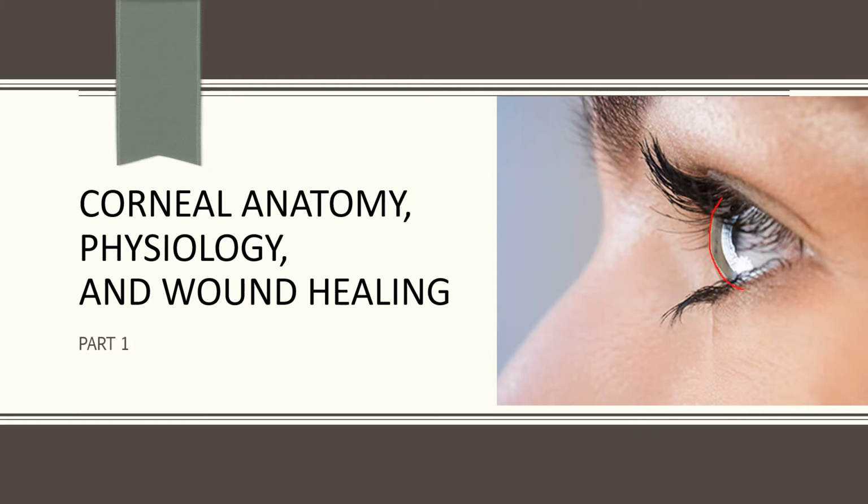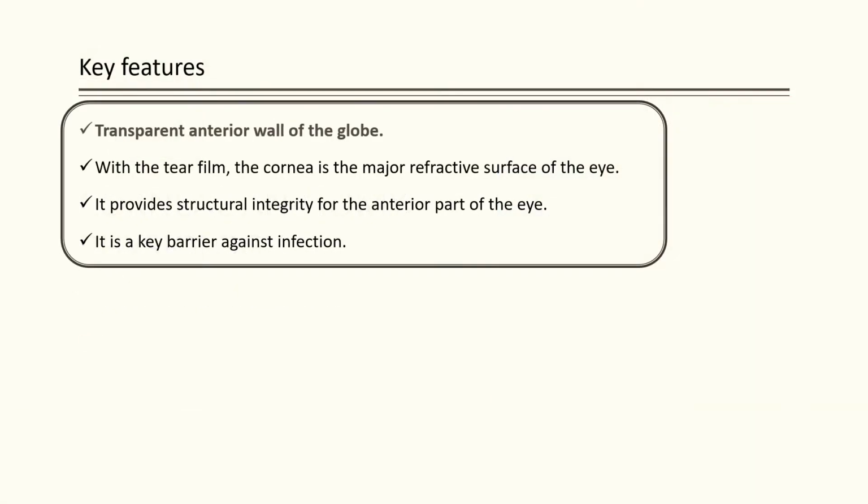It is basically a transparent structure, which is the transparent anterior wall of the globe. Now with the tear film, the cornea is the major refractive surface of the eye and provides about two-thirds of the total refractive power of the eye. Now it provides structural integrity for the anterior part of the eye and it's a key barrier against the major infection that may enter in the eye.